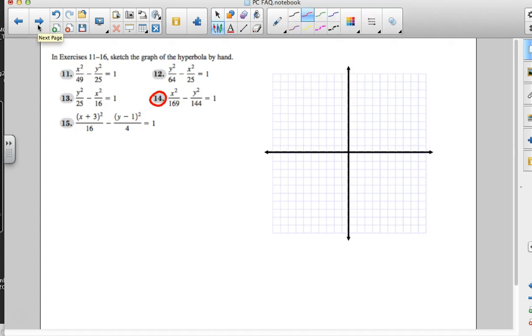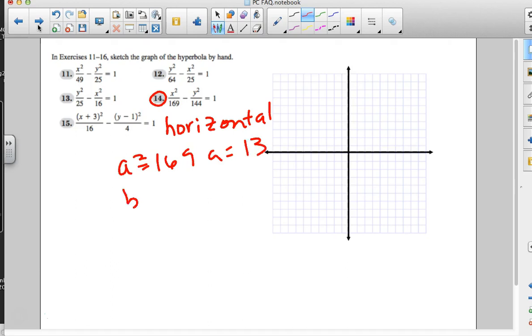So what we would want to do is think, is this horizontal or vertical? And the x squared is first here. It is x squared minus y squared, so that's going to give us a horizontal transverse axis. Again, you can think of it as the major axis. And a squared is 169, so a is going to be 13, the square root of that. B squared is 144, so b is 12.